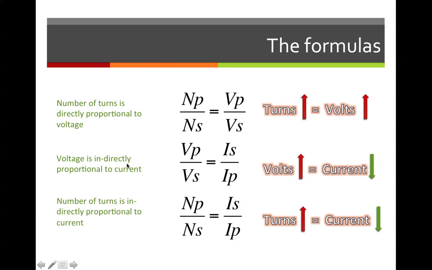So as volts go up, power goes down, current goes down, and then current is inversely proportional to the number of wraps. So if the number of wraps goes up, the current goes down. But we'll see that through the examples.